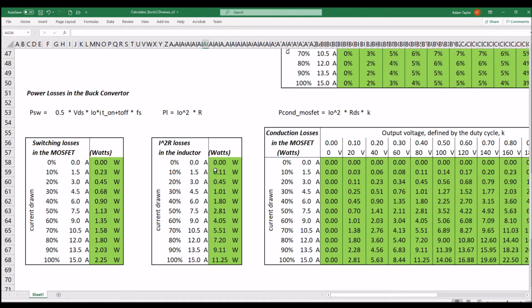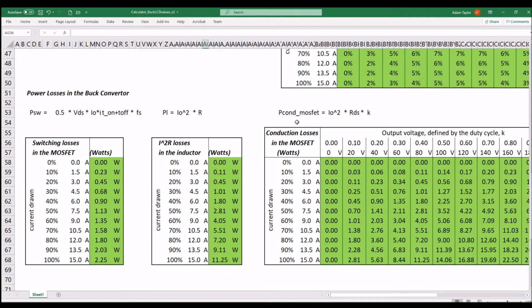Similarly with the inductor, the power loss in the inductor is I squared R. R doesn't change. That's the equivalent series resistance of the inductor. But the current does change. We can see here that under these conditions, our inductor is actually going to be dissipating 11 watts. That's quite significant. It's starting to get up there. Our inductor could be starting to get a little bit warm.